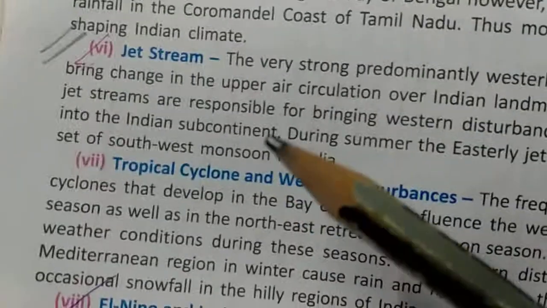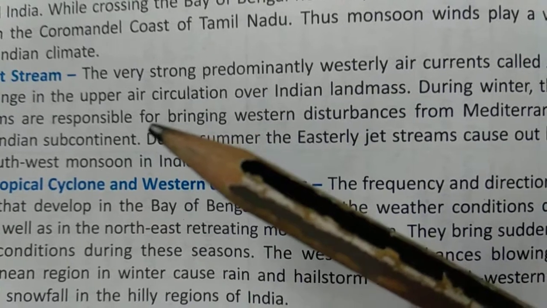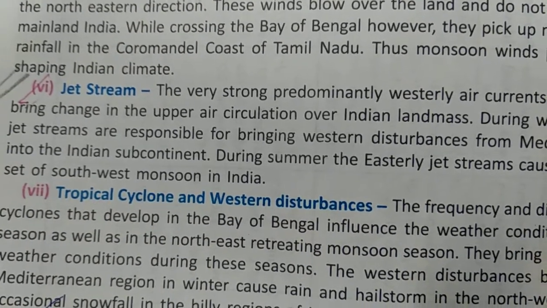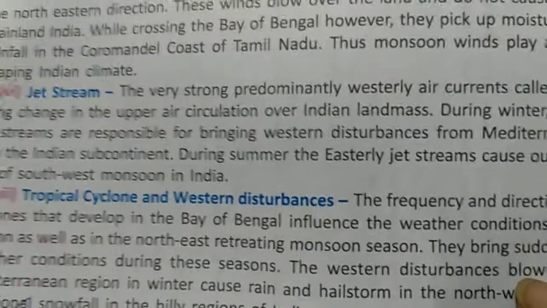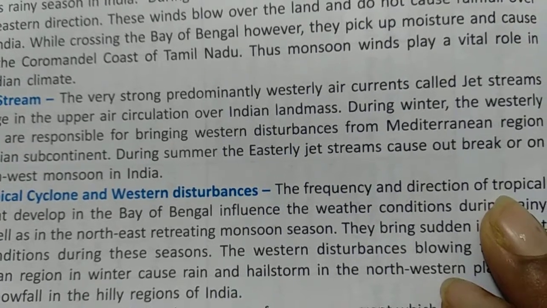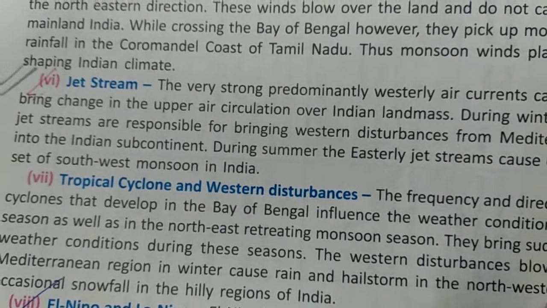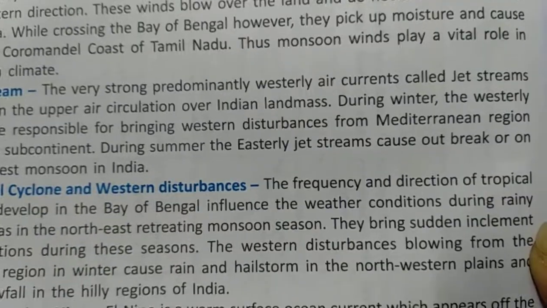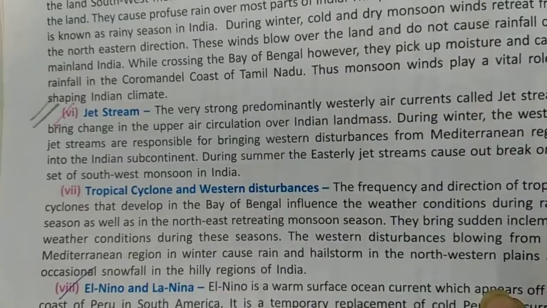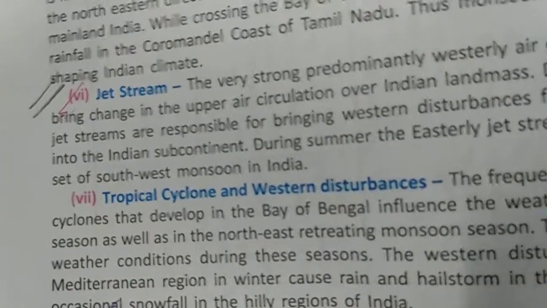Without this rain, the agricultural field would not be prosperous in the winter season. Next comes the jet stream. Well, what is a jet stream? Strong, dominantly westerly wind air currents known as jet streams bring changes in the upper air circulation over the Indian land mass. So the jet stream does affect the wind. During winter, the westerly jet streams are responsible for bringing western disturbance, that is from the Mediterranean region, into the Indian subcontinent. And during summer, the easterly jet stream, that means coming from the eastern side, causes the outbreak of the southwest monsoon that we are experiencing in India.